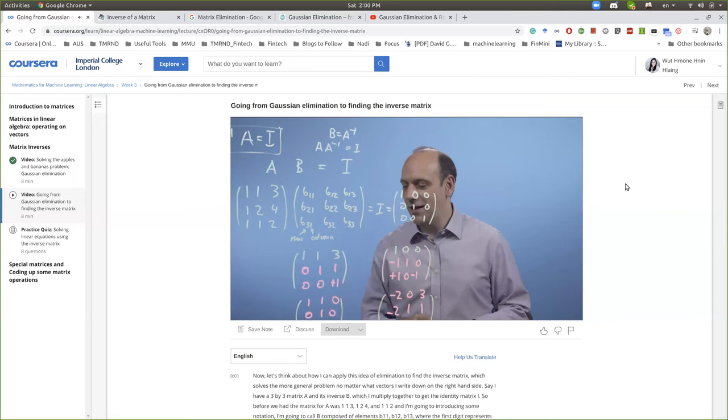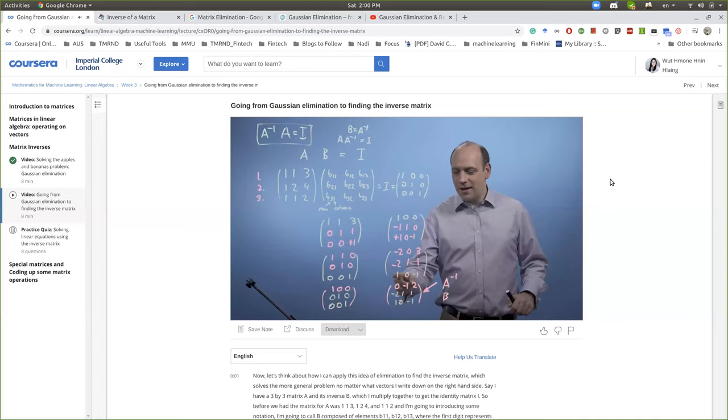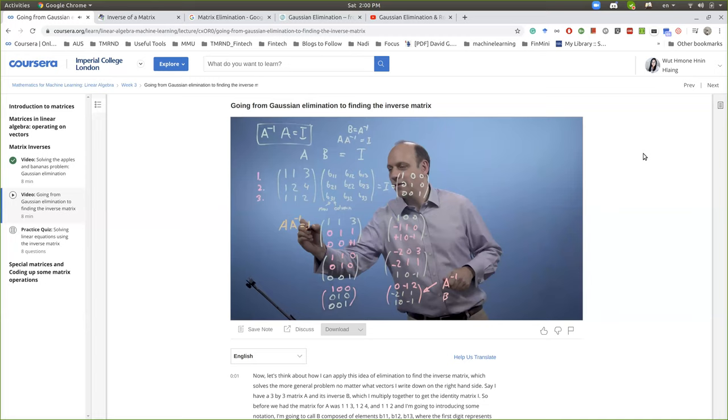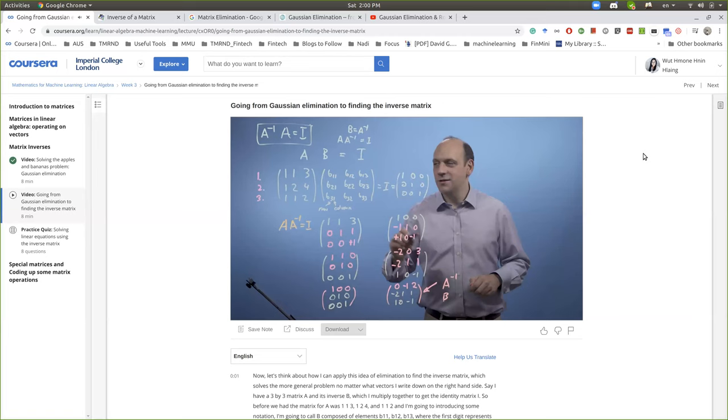So what we've done is we found an inverse matrix A to the minus 1 here, and if we multiply A times A to the minus 1, we'll get the identity. And prove to yourself, if you like, just pause for a moment and have a go at doing that for yourself and verify that that times that does in fact give you the identity matrix.